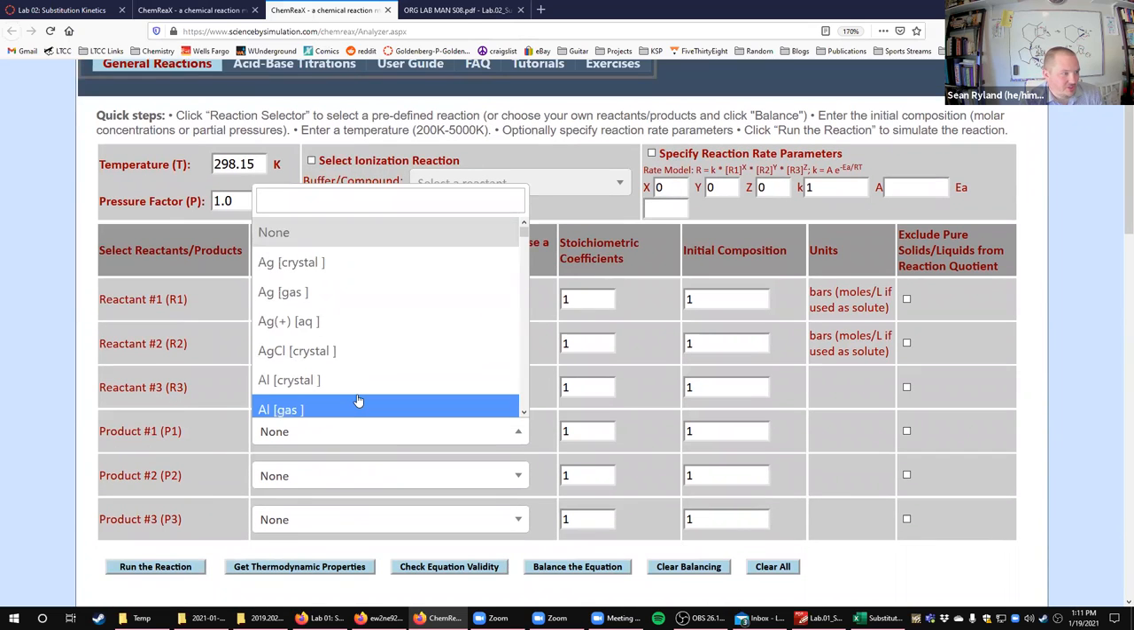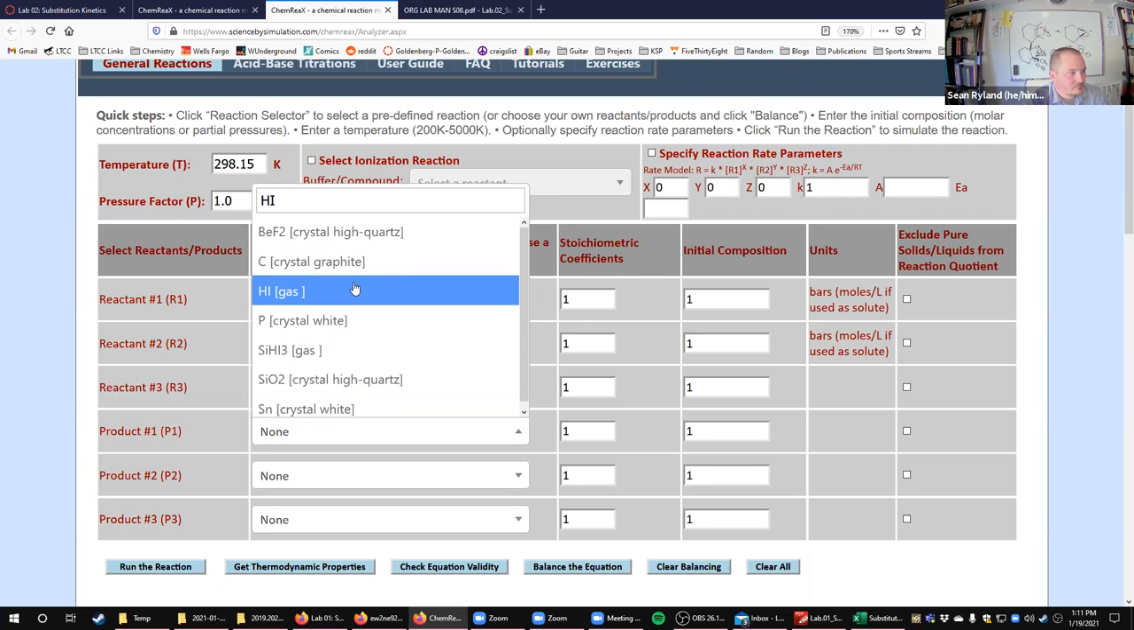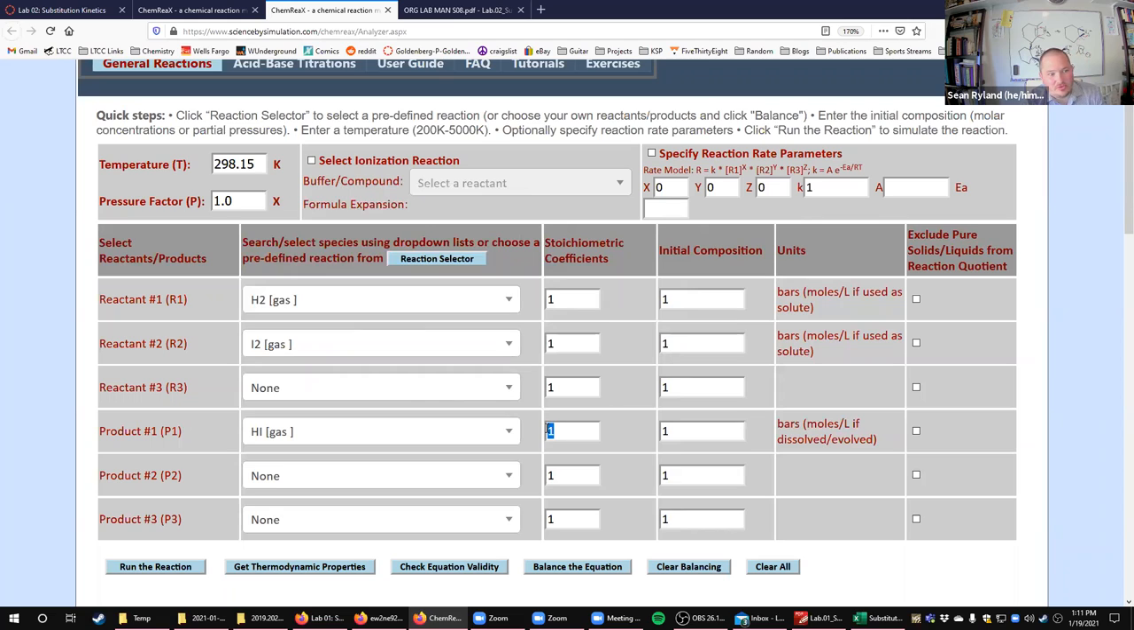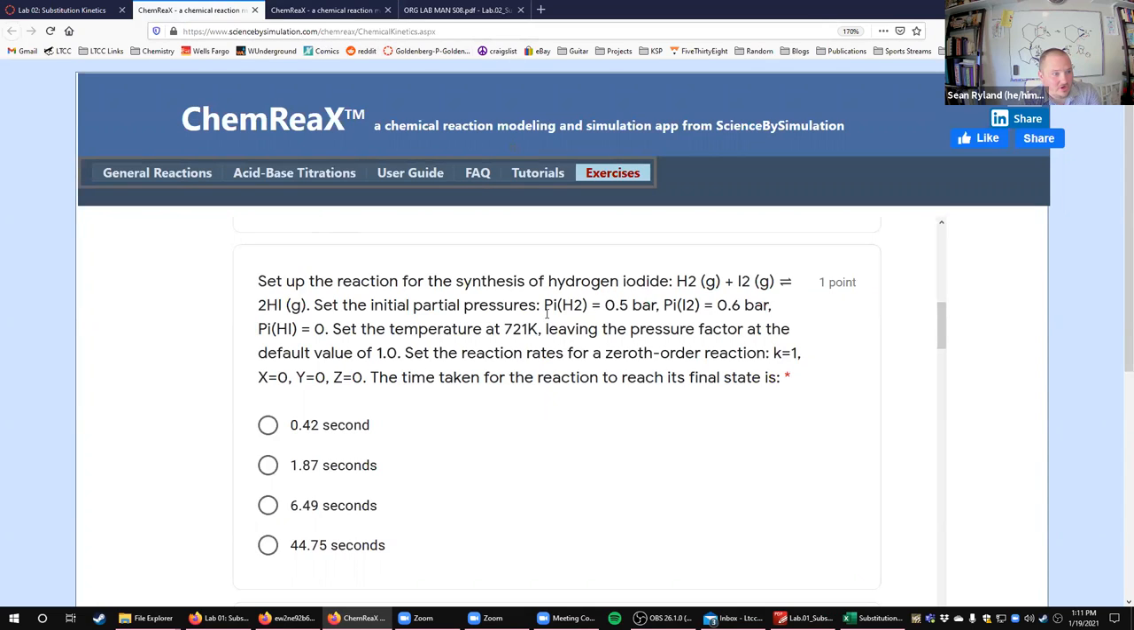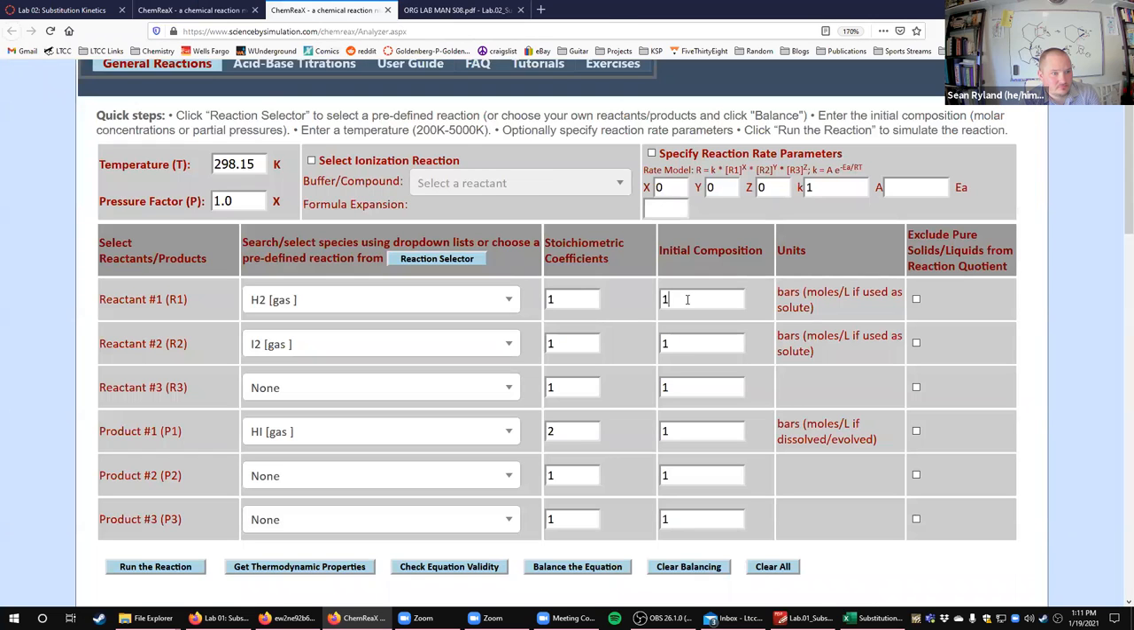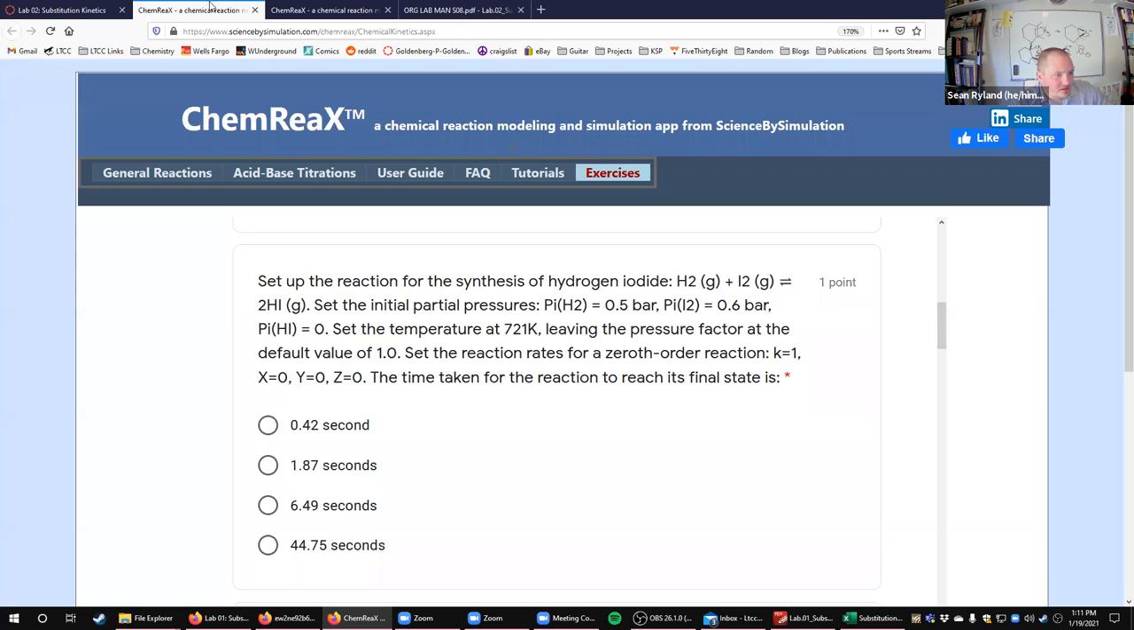Product one is just going to be HI as a gas. And then here's where you balance it, in stoichiometric coefficients, so it should be 1:1:2. One H2 molecule plus one I2 molecule makes 2 HIs. The initial concentration is going to be in pressure units, so you want to make sure that matches the starting conditions you're given. It says 0.5 bar, 0.6 bar, and zero. And I believe that's everything we need.